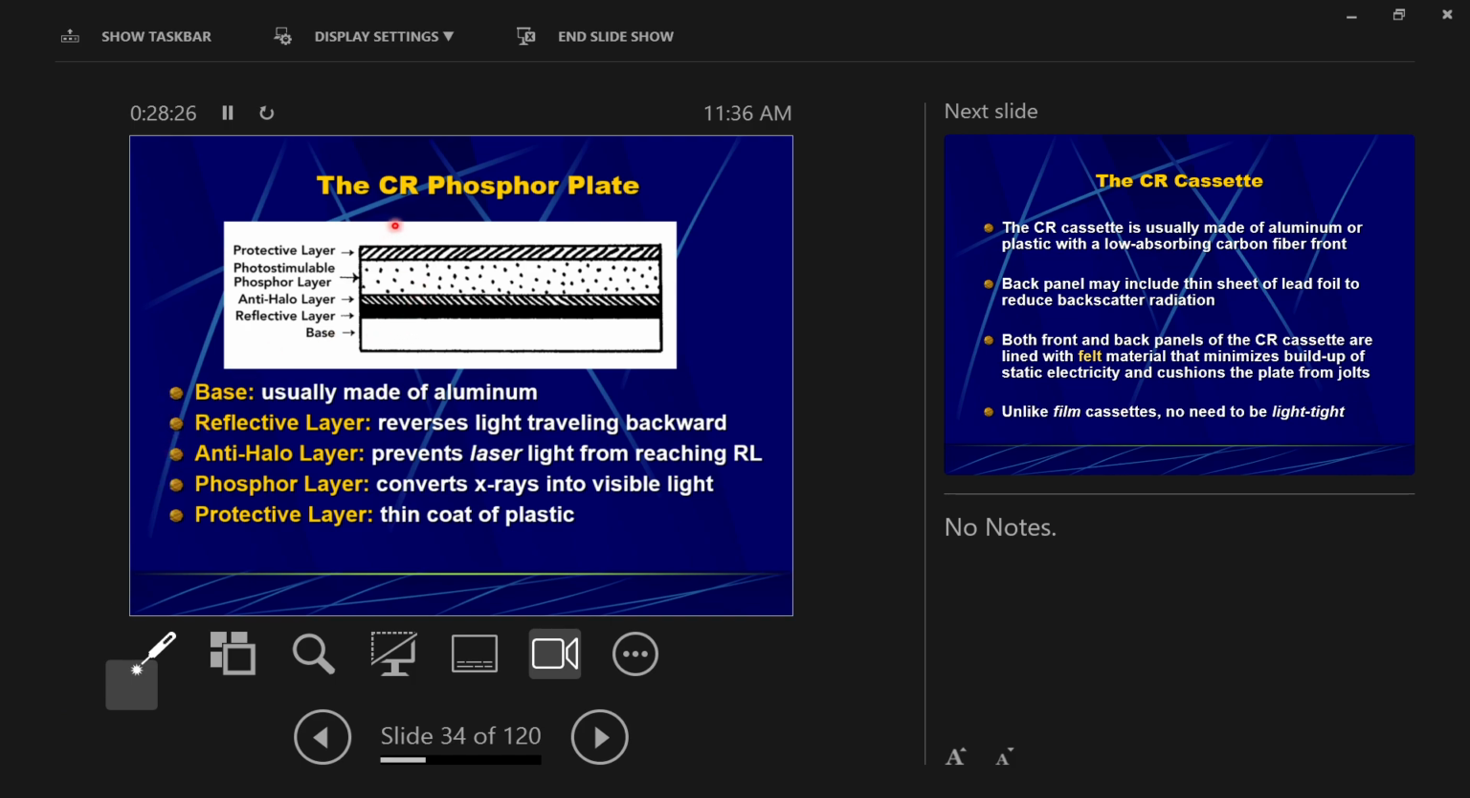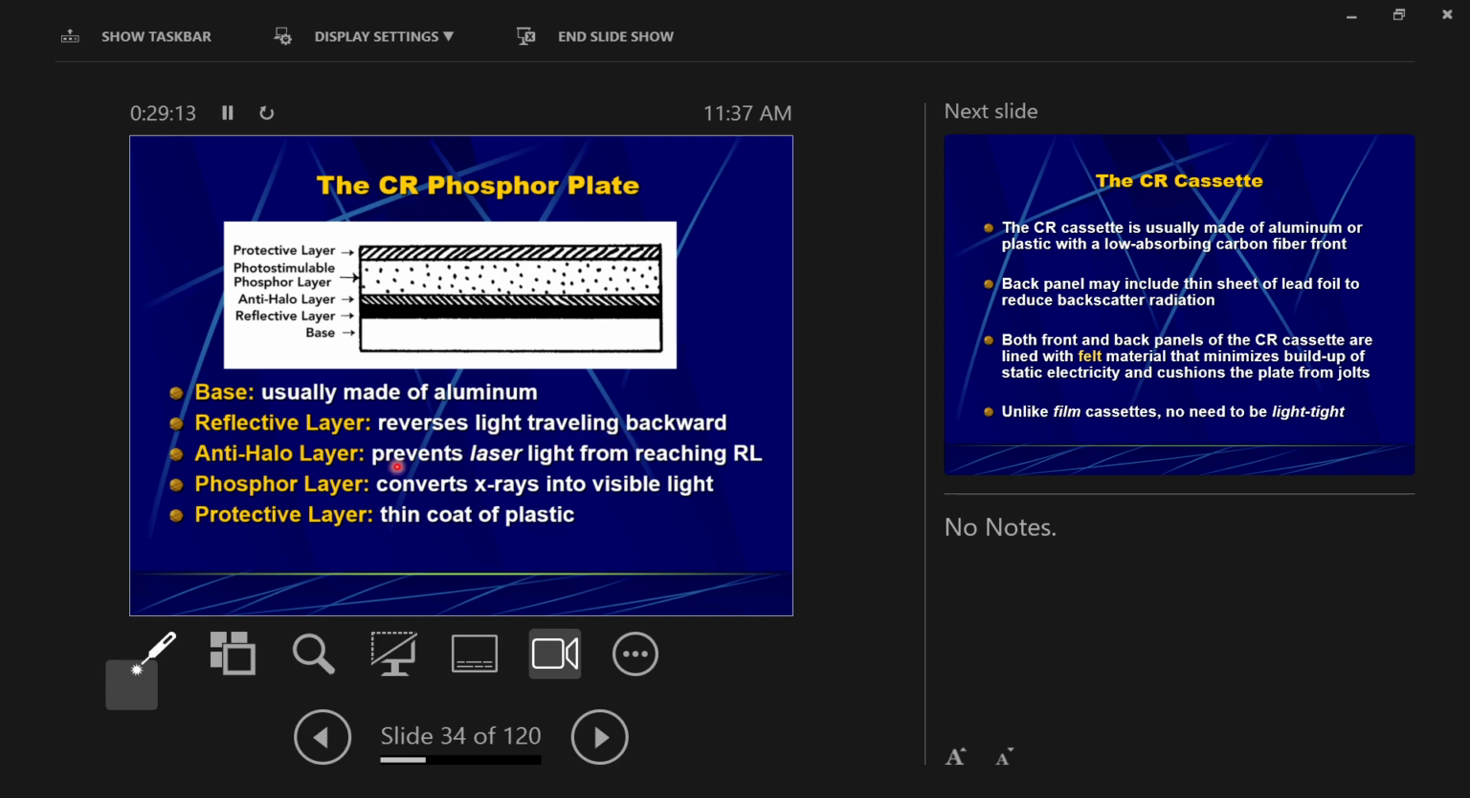Okay, so on this cross section, at the bottom is the base. The base is aluminum. This gives the thing some thickness, some heft to it, so it's not going to fall apart. So we start with a sheet of aluminum. On top of the sheet of aluminum is something called a reflective layer. X-rays are going to come in on this screen from the top. So any X-rays that make it through all of these layers will hit the reflective layer and be reflected back. Okay. Yeah, back up. It reverses any light traveling backward.